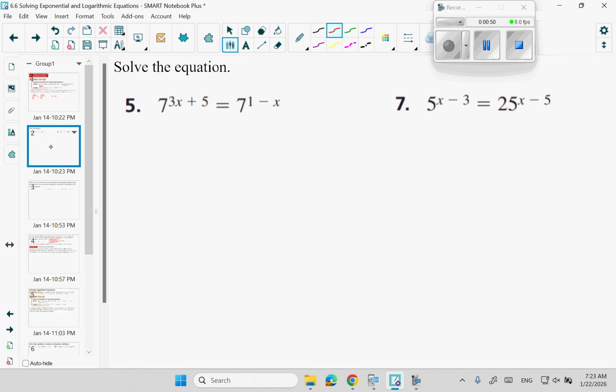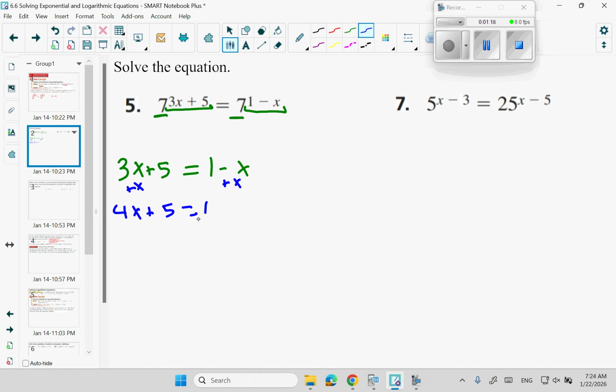So let's use it to solve. Next one. We have 7 to the power of 3x plus 5 and 7 to the power of 1 minus x. I have the exact same base numbers, which means the exponents have to be equal. So 3x plus 5 has to equal 1 minus x. From there, I can just solve traditionally. Get all my x's together, so plus x, 4x plus 5 equals 1. Get everything away from the x, so minus 5. You get 4x equals negative 4. Divide by 4. We get x equals negative 1.